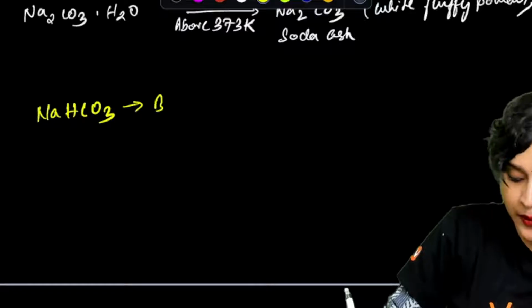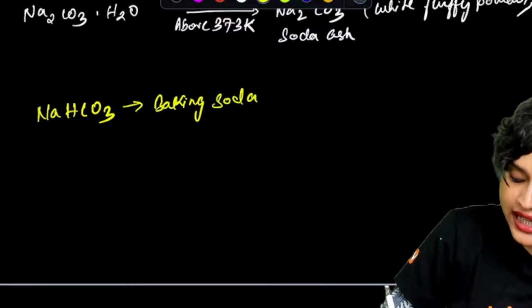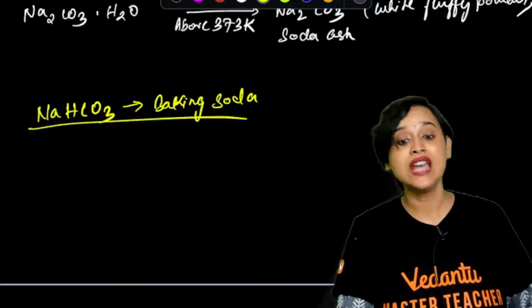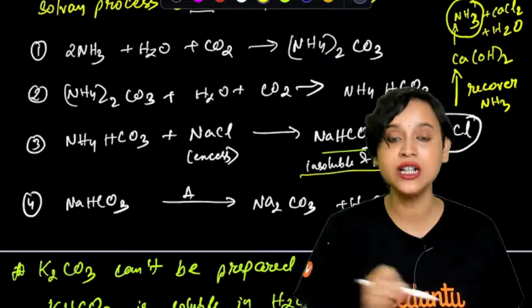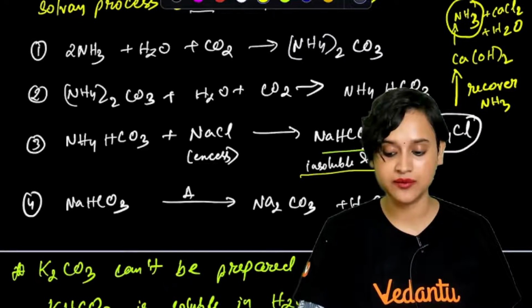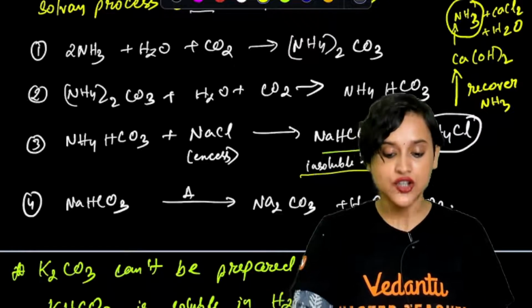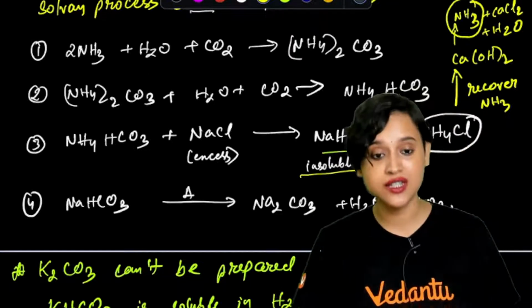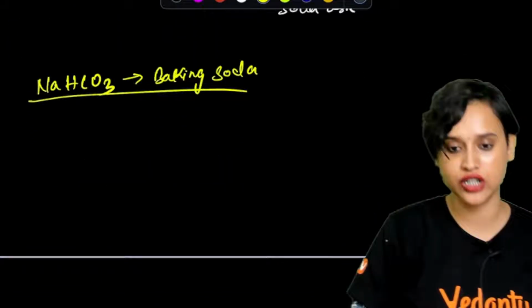NaHCO3, that is baking soda. If you see clearly, we had baking soda here, isn't it? See, this is soluble, this is insoluble, and it comes out as a precipitate. So even in the Solvay process, you are getting some amount of baking soda, that is sodium hydrogen carbonate.